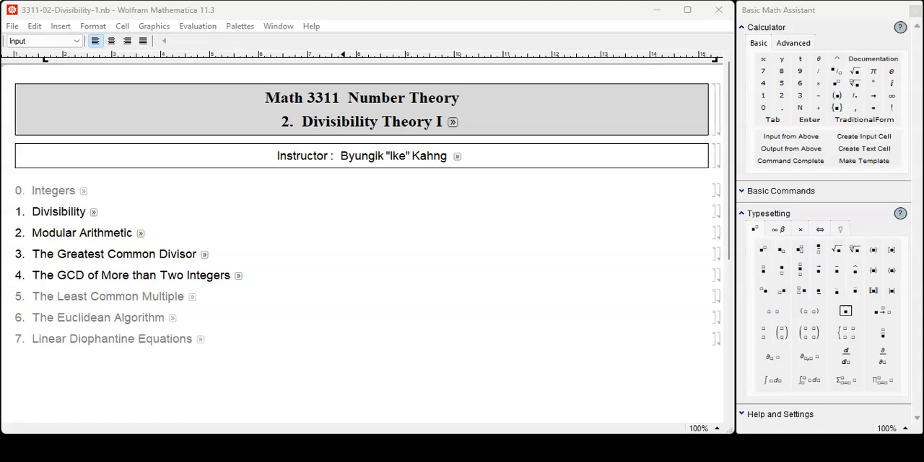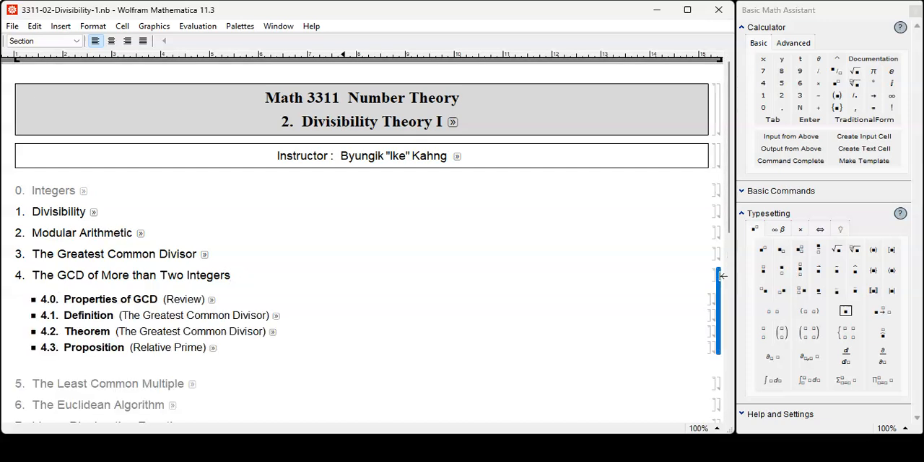Hello students, welcome back. I'm not so sure whether section 4 should go to lesson 2 or lesson 3, or maybe it should become an optional section. I don't know, let's just cover it.